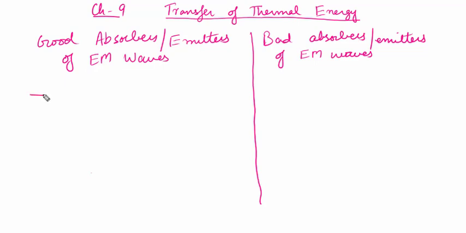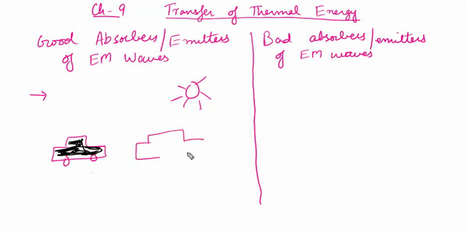So first of all, the good absorbers. Objects with a dark color like black, gray, brown are good absorbers of electromagnetic waves. Basically they absorb the heat faster, they become hot quickly, and they also emit more heat. So for example, this is the sun and we have two cars. This car is, let's suppose, black in color, and we have another car, and let's suppose this one is blue.